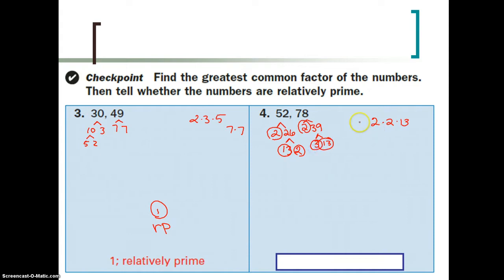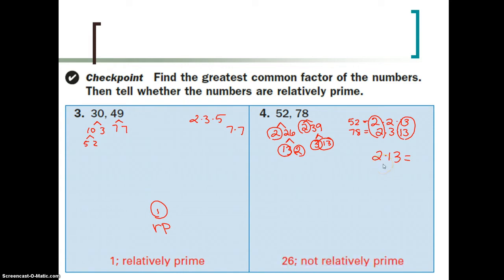So for 78, if you need to, you can write out what they are. 78 equals 2 times 3 times 13. What's in common? These 2's and the 13's. So 2 times 13 is going to get you 26. It is not relatively prime.